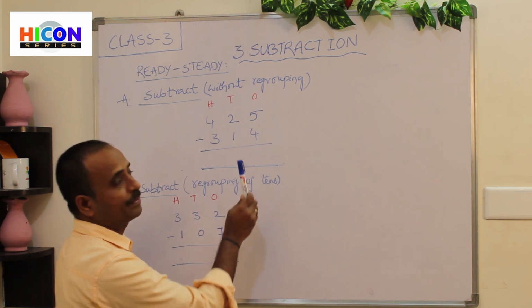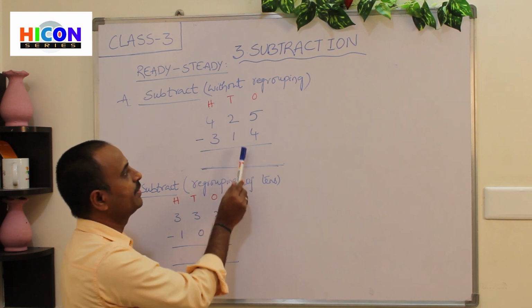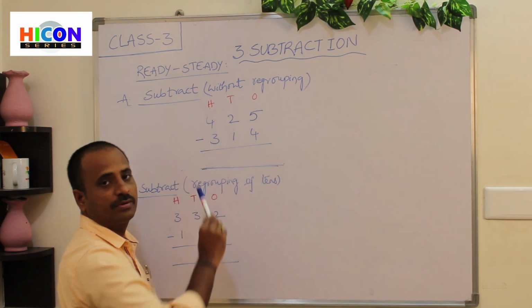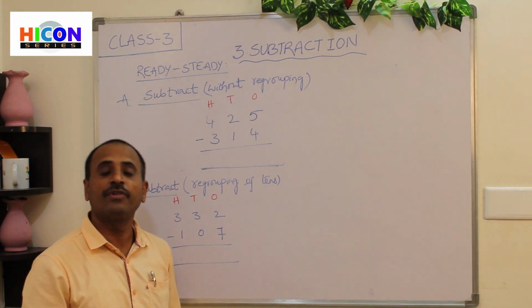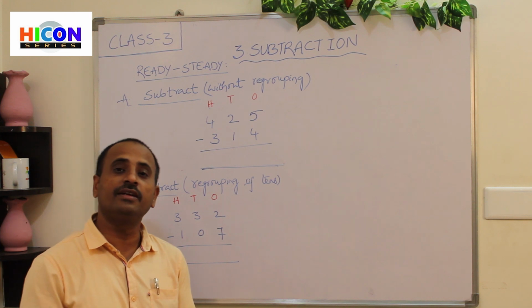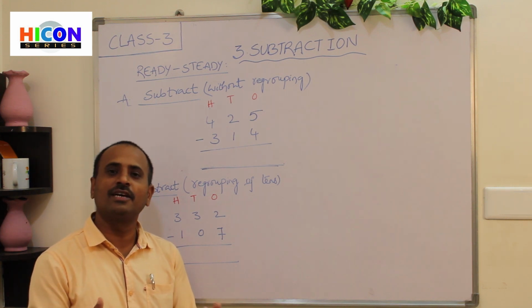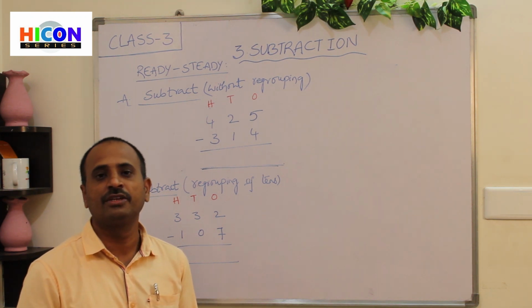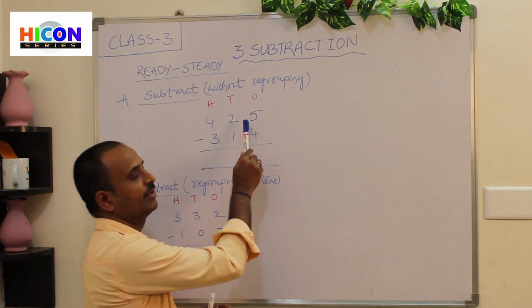Now start subtraction from the ones place. What are the digits present in the ones place? 5 and 4. Now subtract 4 from 5. How can we subtract? We can subtract on our fingers. You have already learned in second class how to do subtraction on our fingers. It is convenient and easy if we do our subtraction with our fingers.